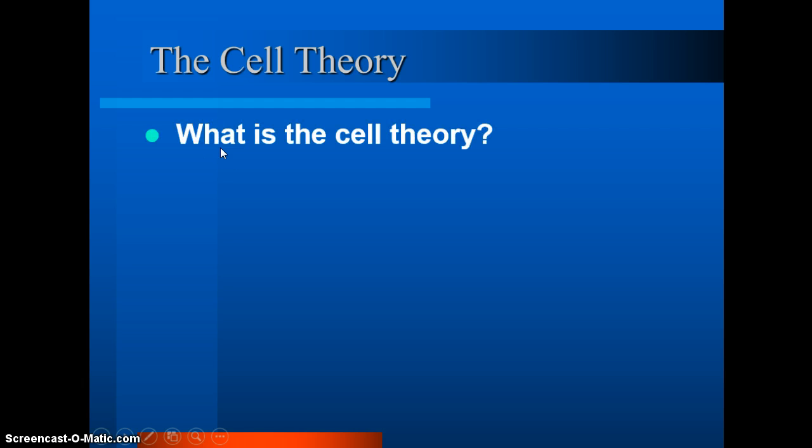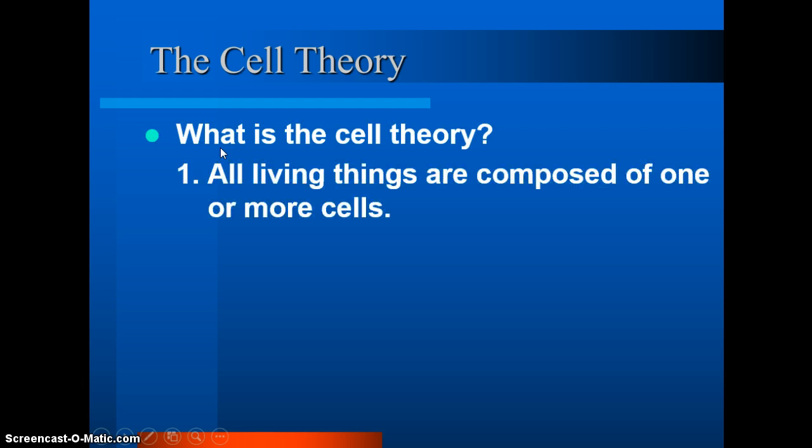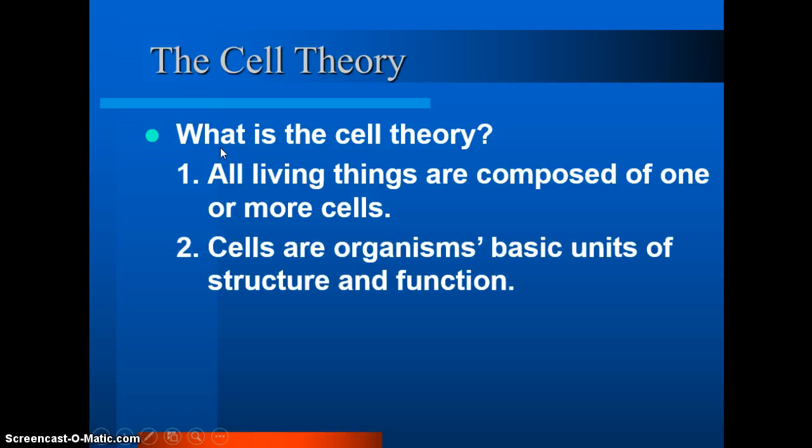What is the cell theory? All living things are composed of one or more cells. Everything that's living, whether it's a plant or an animal, is composed of one or more cells. Cells are organisms' basic unit of structure and function. So without cells, we can't live, we can't function. We have to have that basic unit for us to be able to live.